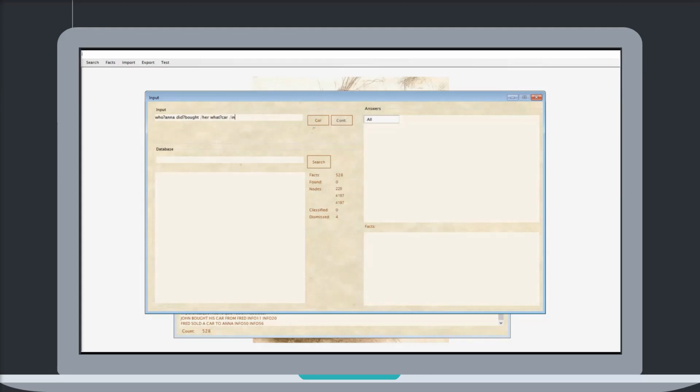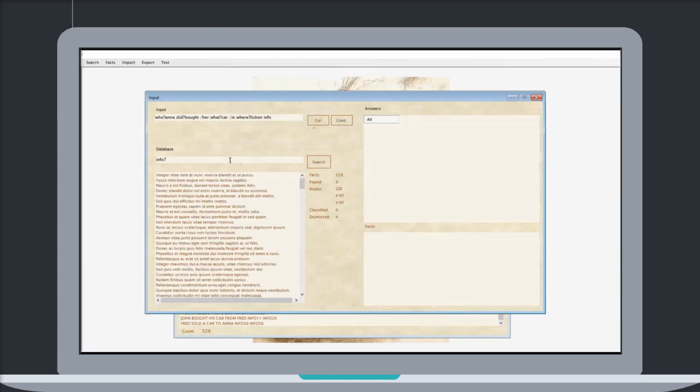Another piece of information, which is that Anna bought her car in Lisbon. So when I again ask where did John buy his car, this time there is a connection that can be established, and that connection will be Lisbon.